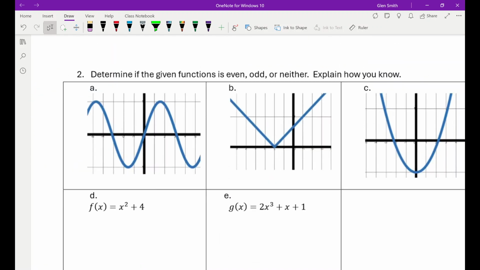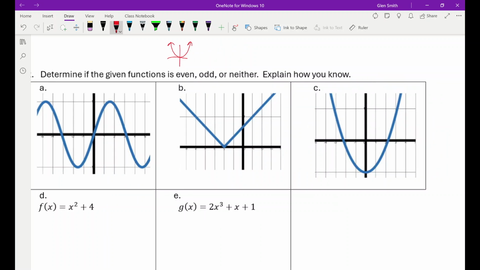Okay. Even, odd, or neither. Remember, even just means that it looks the same on both sides. So an even graph looks like this. It's just whatever it does on one side, it does on the other. That's even. Okay. So you can see that C is the same on the left and the right, split by this axis here. So this is an even function.